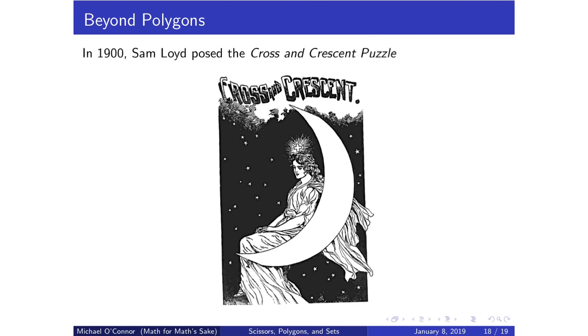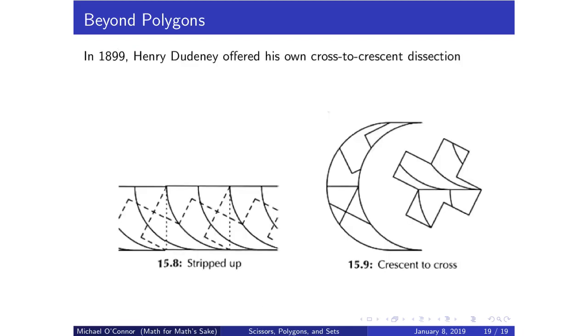It turns out you can do it with things like this. There is a solution to this in the book, which I couldn't understand. And also, the author points out that Sam Loyd's solution was incorrect, so I won't try to give that one. But Henry Dudeney, who was Sam Loyd's competitor, I think they were partners and then competitors, offered his own solution, which is at least slightly more comprehensible.